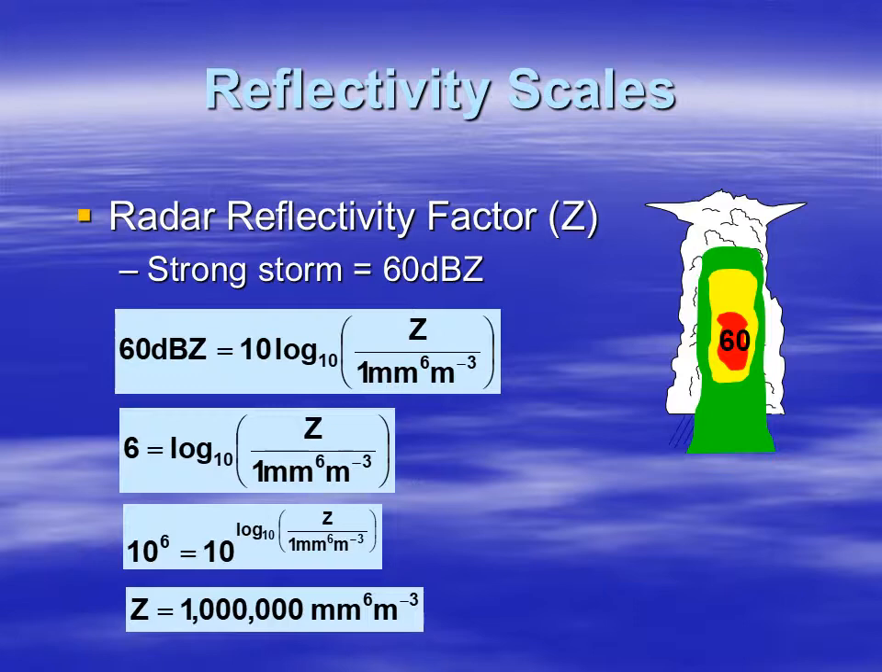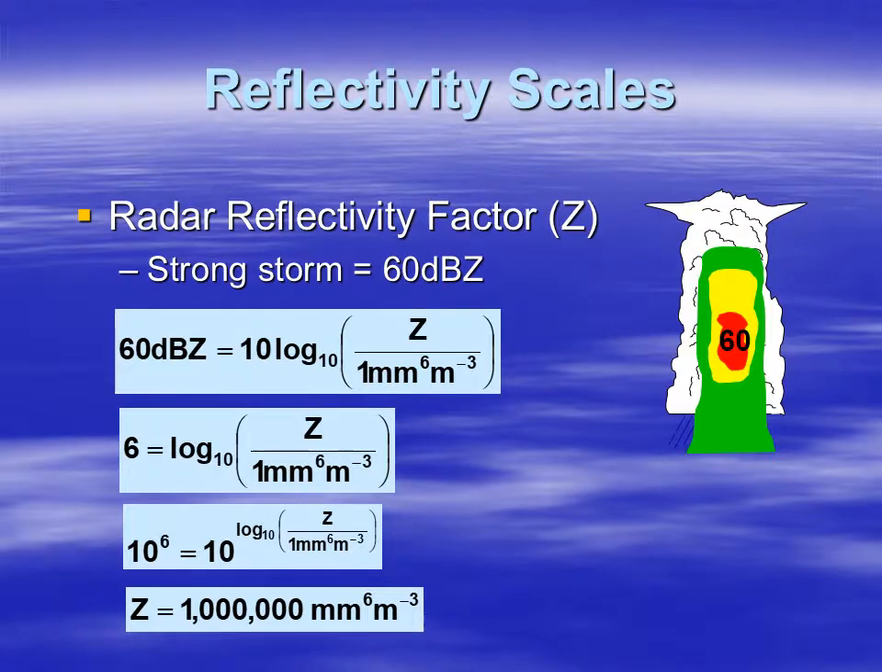Going backwards, if we say 60 dBZ, divide that by 10, and then we have to take the inverse log, in other words, raise 10 to the 6th power. That gives us Z of 1 million. And there's the units, millimeters to the 6th per meter cubed. So that's what radar reflectivity factor is.